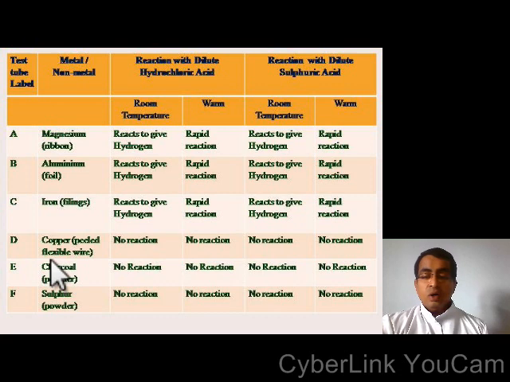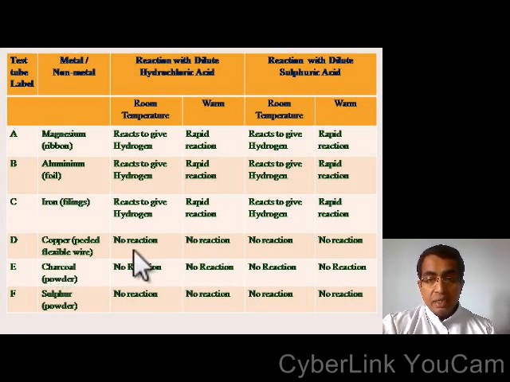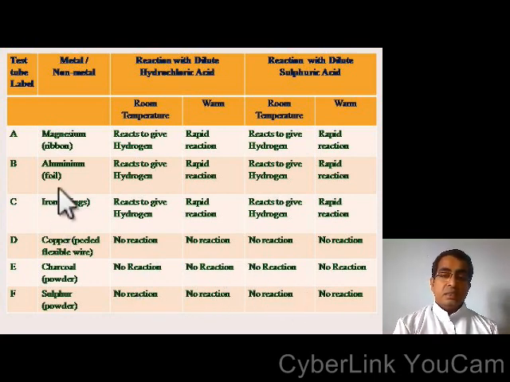In the case of copper, there is no reaction with dilute hydrochloric acid, and even when it is warm, no reaction takes place. Same is the case with sulfuric acid. Charcoal powder shows no reaction with both dilute sulfuric acid and dilute hydrochloric acid. Sulfur powder also shows no reaction with dilute hydrochloric acid and dilute sulfuric acid. So this is the result.